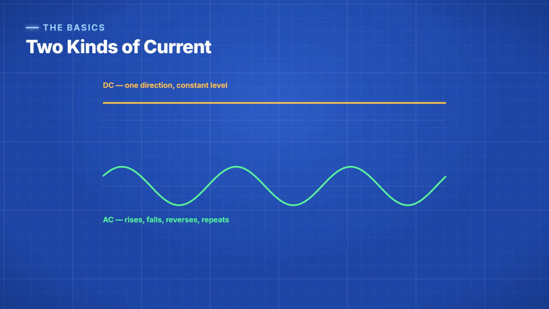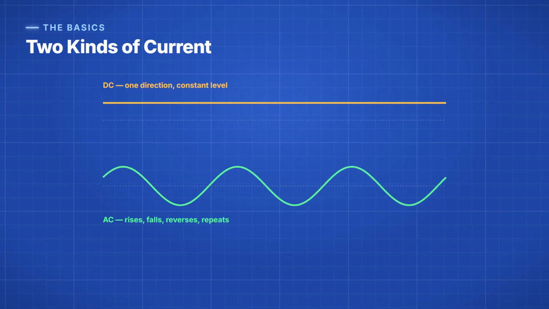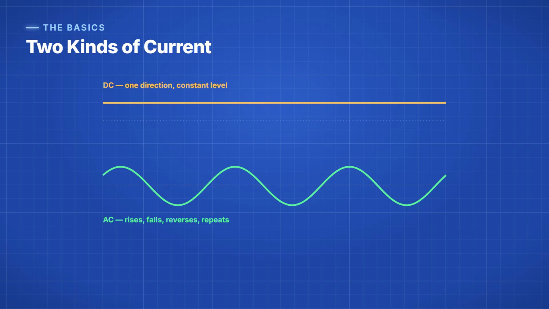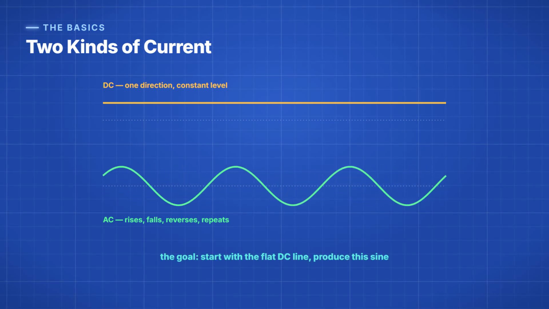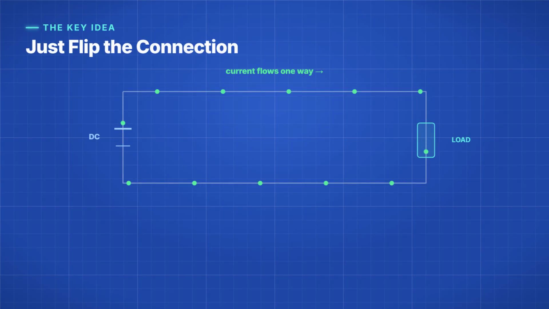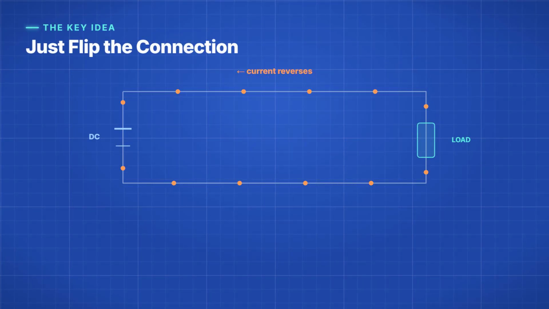Alternating current, or AC, is completely different. It rises and falls, reverses direction, and repeats many times a second. Drawn out, it's a smooth sine wave. Our goal is to start with that flat DC line and somehow produce this back and forth sine. So, how can a steady voltage ever become a wave?